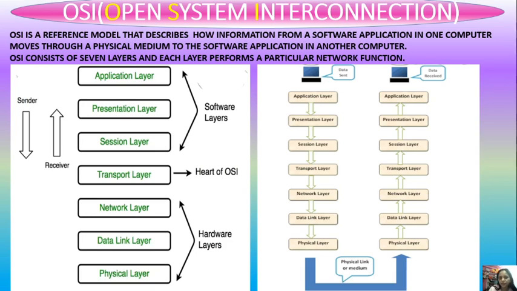Now the right side image, again the same concept. This image is showing data sent and data received. You can see two PCs at the upper side. One PC is sending the data and another PC is receiving the data. At the bottom side you can see the physical link or medium, through which the data travels. So this is the concept here.